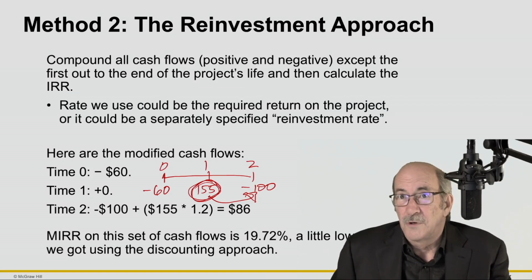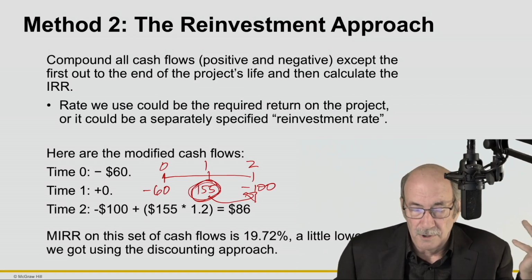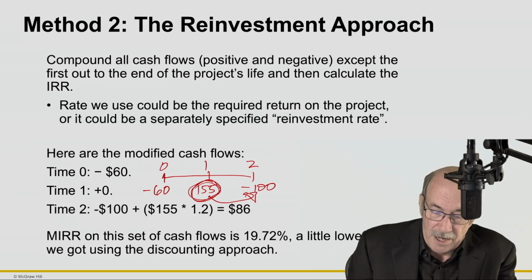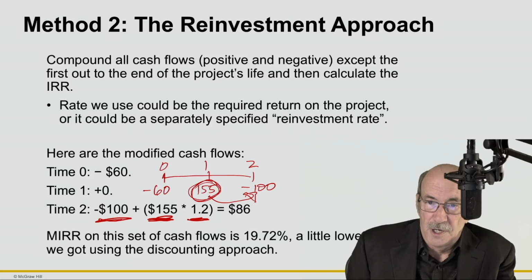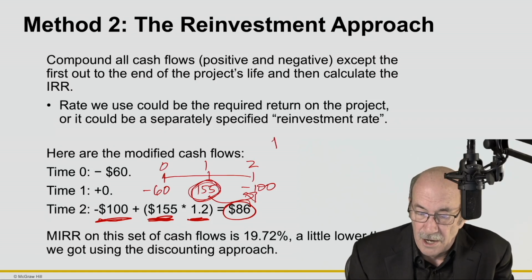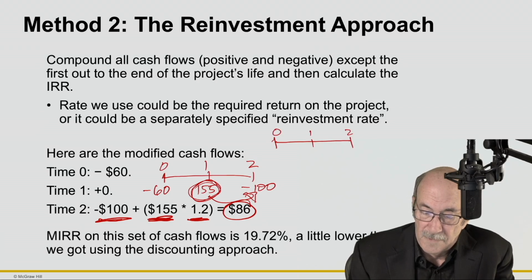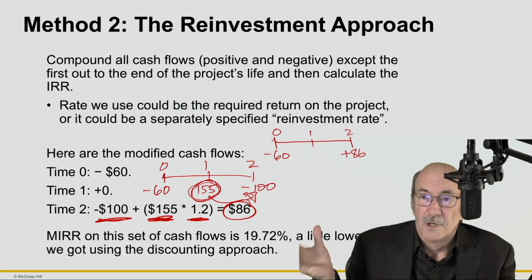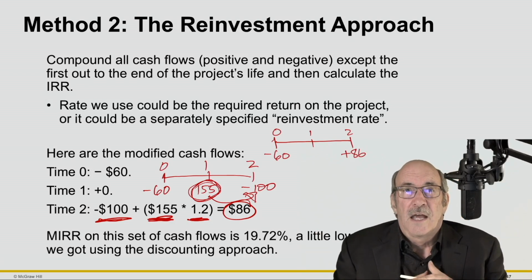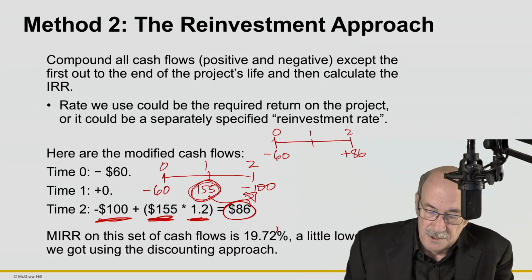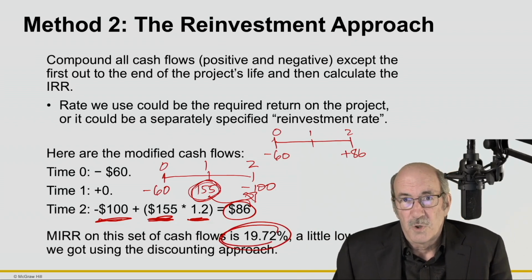And again, what rate do we use? Let's use our required rate of return. So here we have doing that $155 times 1.2 plus the negative $100 gives us a new cash flow of $86. So now our timeline looks like this. Negative $60 and positive $86. Only one sign change again. And we can calculate an IRR, and it turns out that that IRR is 19.72%.